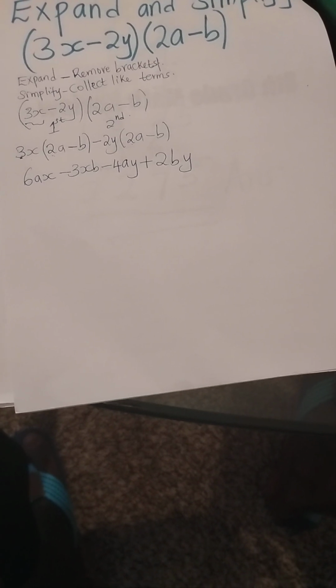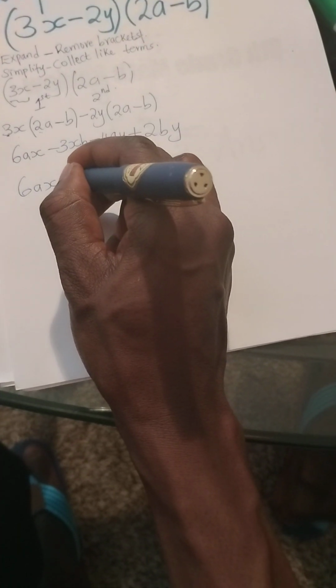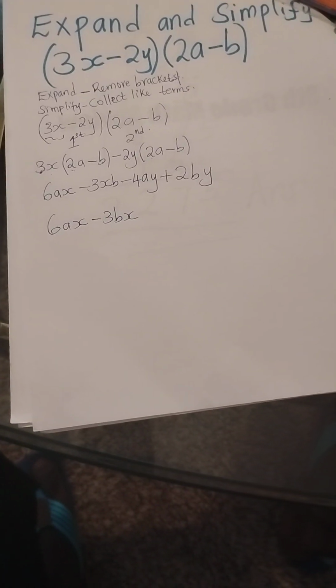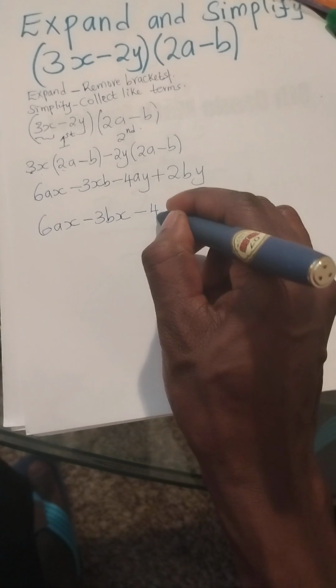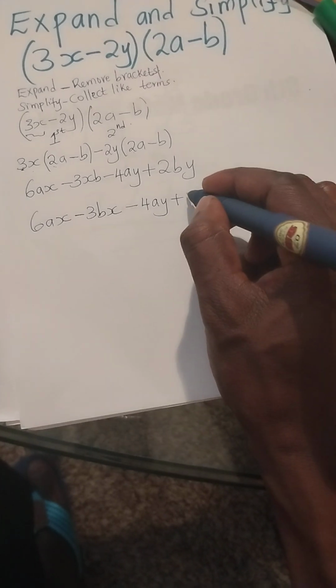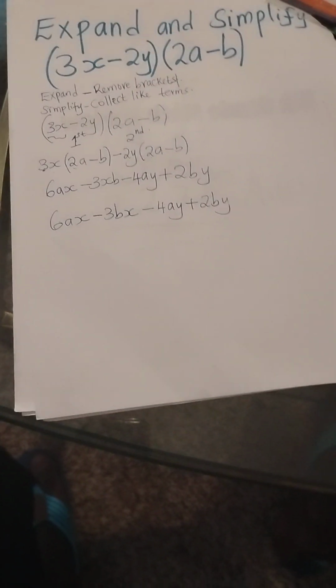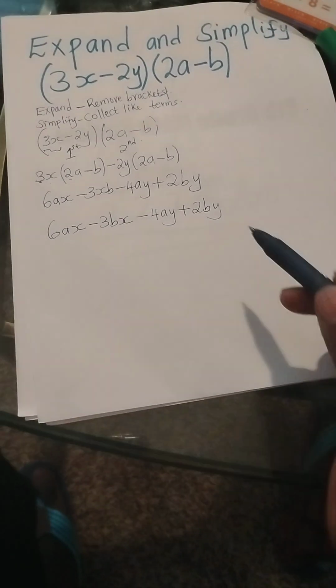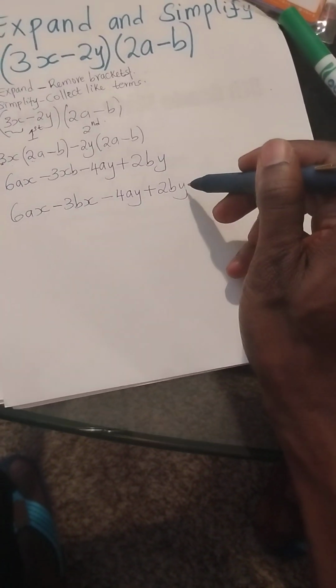Since they want us to expand, we've already expanded. Simplifying will simply mean maybe we write them as per the variables. Here I have 6ax minus 3bx, then minus 4ay plus 2by. Now, I have already expanded by removing the brackets. Now, to simplify will simply mean I have to go back from here and get the original answer.